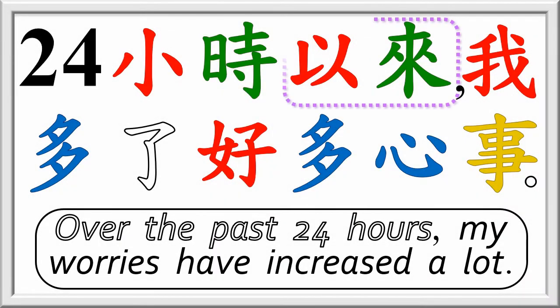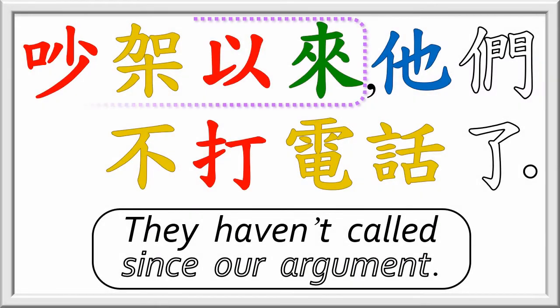Here are other examples of 以来。二十四个小时以来，我心事多了好多。Over the past 24 hours, my worries have increased a lot. 吵架以来，他们不打电话了。They haven't called since we had an argument. 向来 means up until now, or if negative, never before.